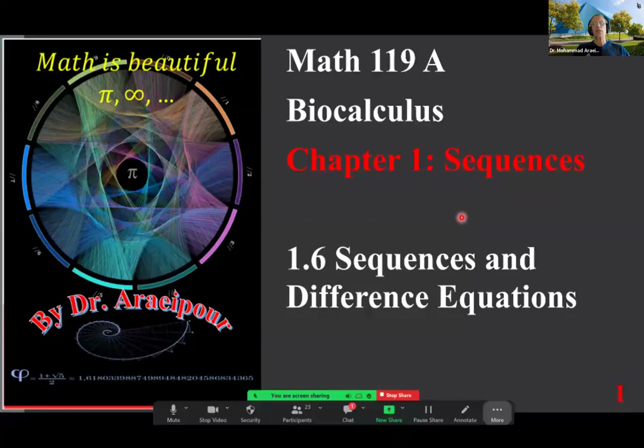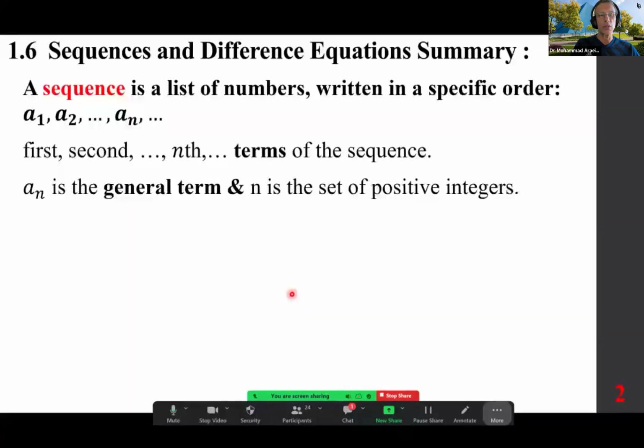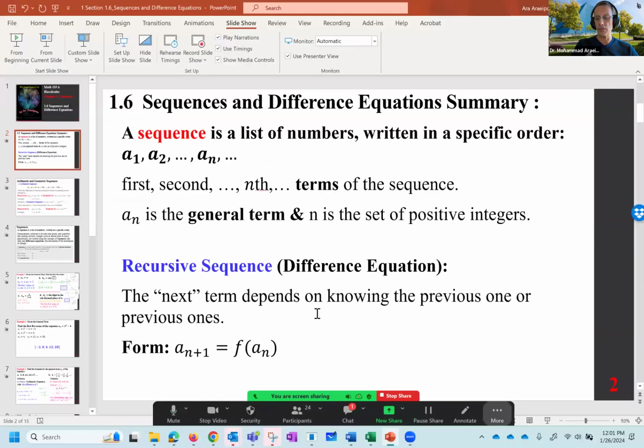Good afternoon, class. We are looking at chapter 1 sequences, 1.6 sequences and difference equation for calculus for biology. That being the case, we've already covered a few pages. So we went over the definitions. This was the summary of sequences.